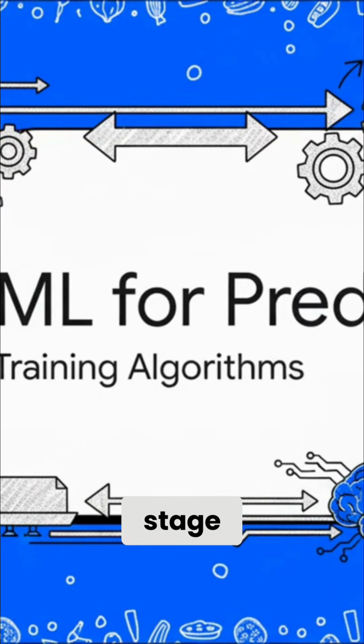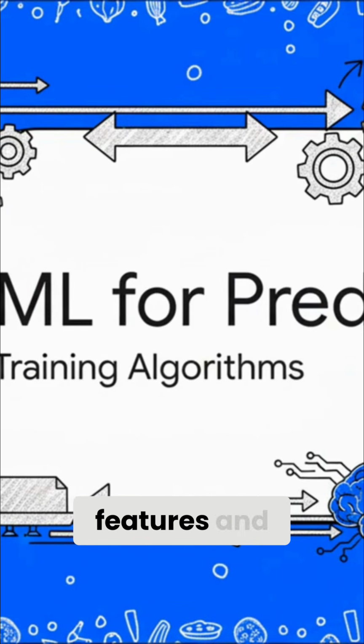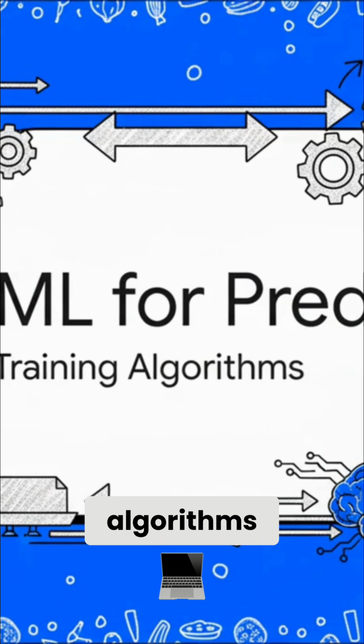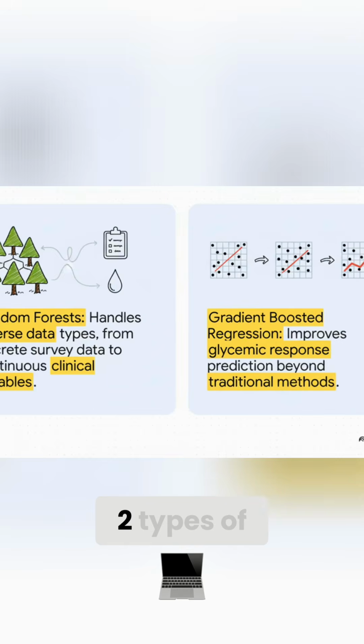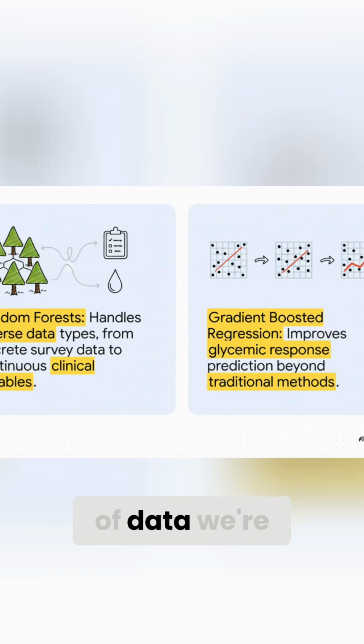So in the final stage, we take these carefully chosen features and feed them into machine learning algorithms. This is how we build the actual predictive model. Two types of algorithms have been especially useful for this. Random forests are great because they can handle all the different kinds of data we're working with, from clinical measurements to survey responses.